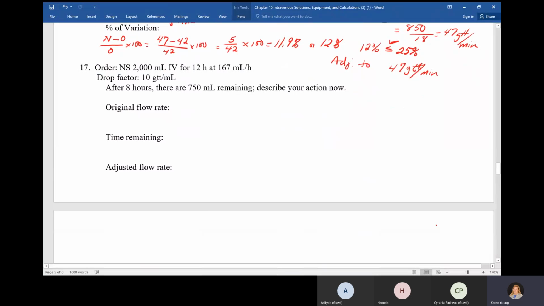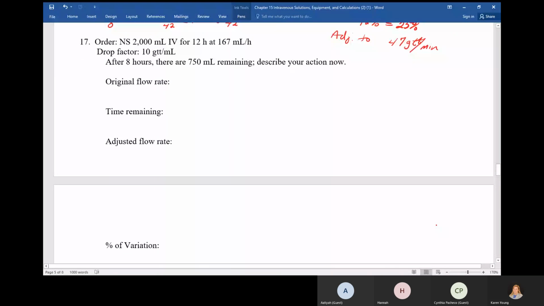So 17, we've got an order for normal saline 2,000 milliliters IV for 12 hours at 167 milliliters per hour. You've got a drop factor of 10 drops per milliliter. After 8 hours, there's 750 milliliters remaining. So what are we going to do?